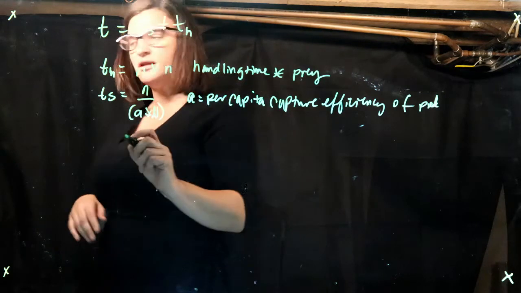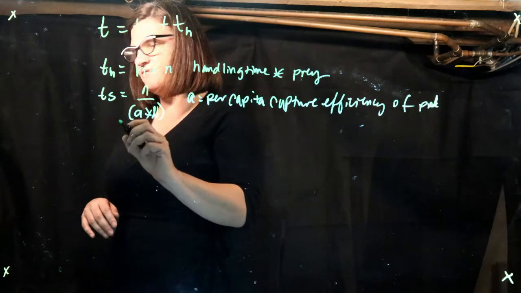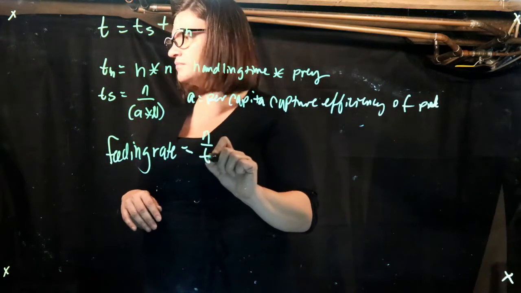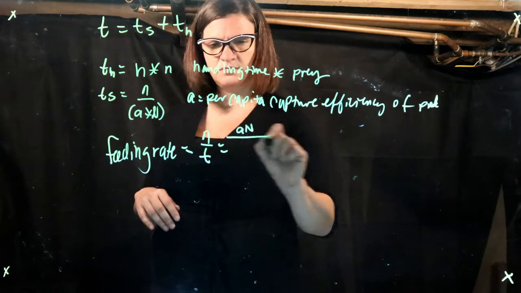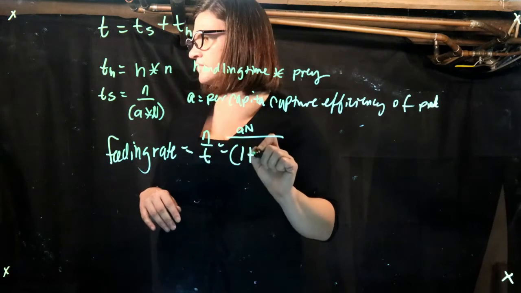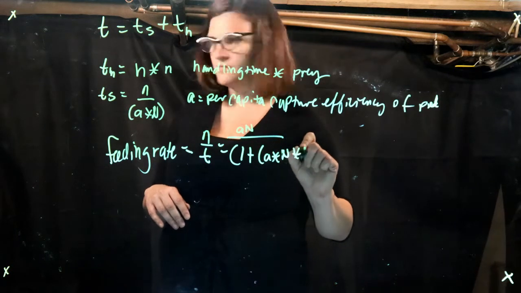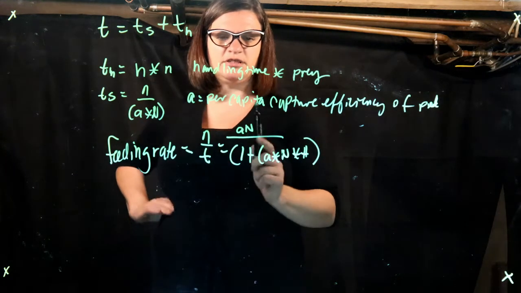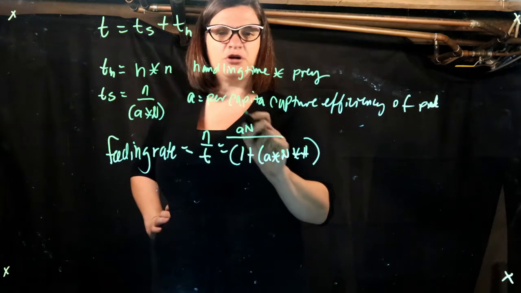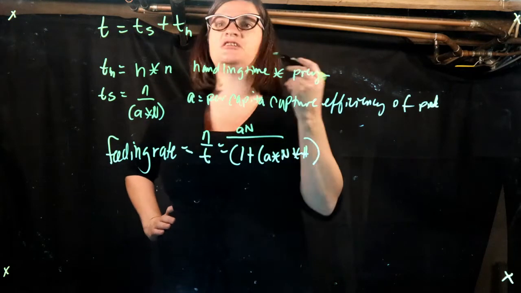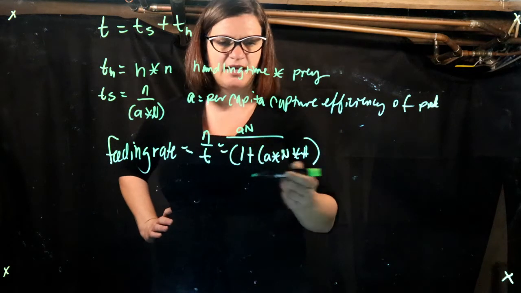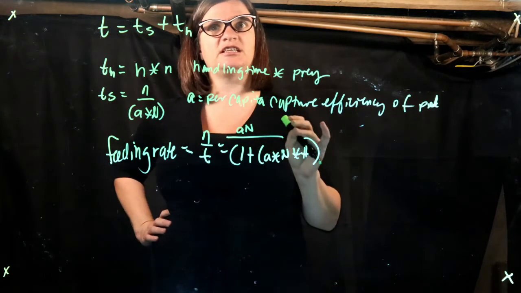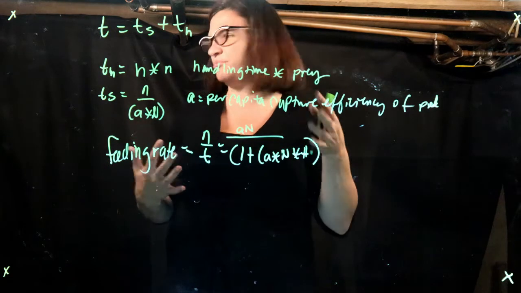And that means that we can rewrite this a little bit to say that feeding rate is going to equal n over T, which is going to equal the per capita capture efficiency of the predator times the total number of prey divided by this function that's looking at both the handling time and the capture efficiency of the predator times the population size of the prey.